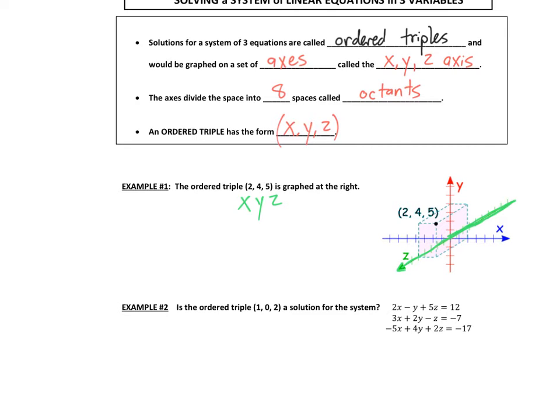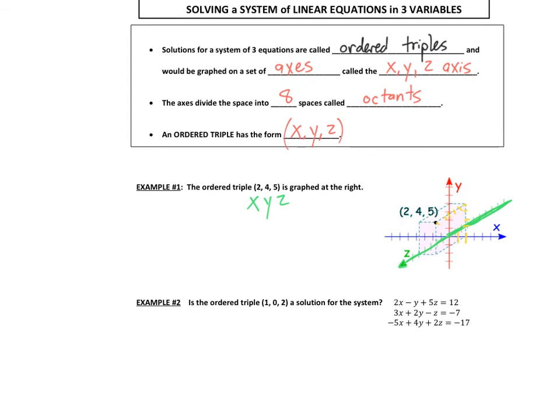So if x is 2, it'd be like you go 2 to the right. Y is 4, that means you go up 1, 2, 3, 4. If z is 5, it'd be like coming toward you 1, 2, 3, 4, 5. Like walking toward you. So like if you're doing steps, it'd be like taking 2 steps to the right and then 4 steps upward, like an elevator, and then 5 steps forward. So x, y, and z.